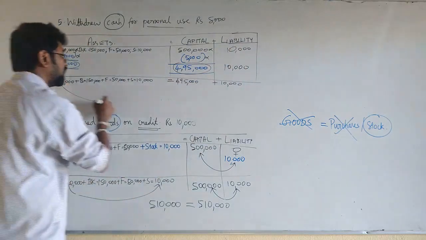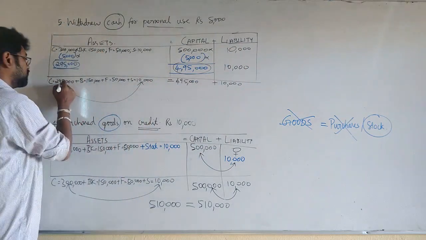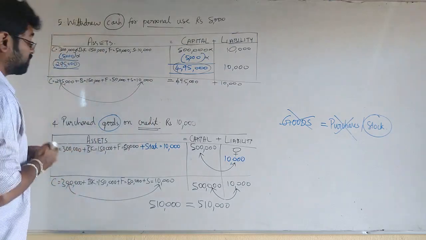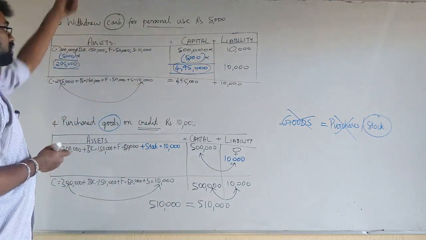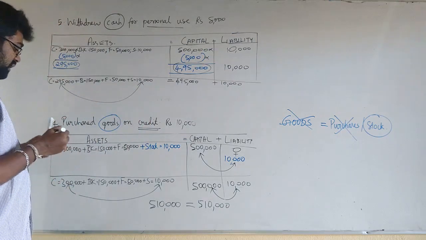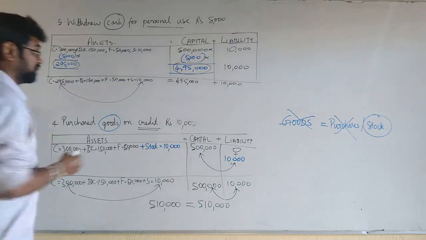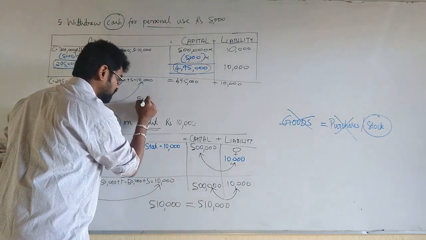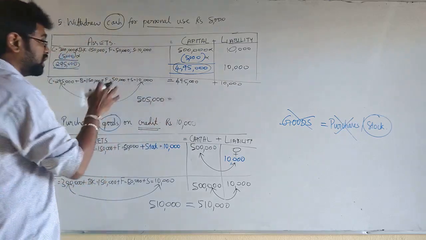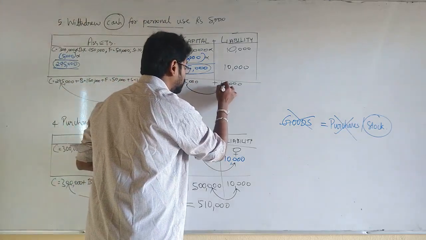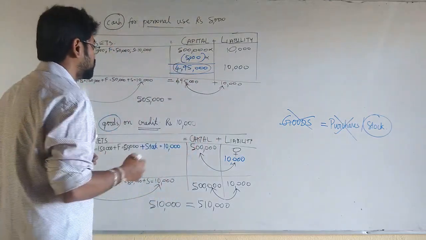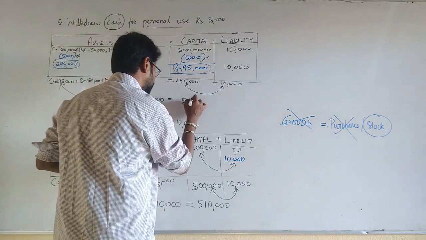So now you have to add 2,95,000 plus 1,50,000 plus 50,000 plus 10,000, which will give you 5,05,000. Literally now you need to add both of these: 4,95,000 plus 10,000, which will also give you 5,05,000.